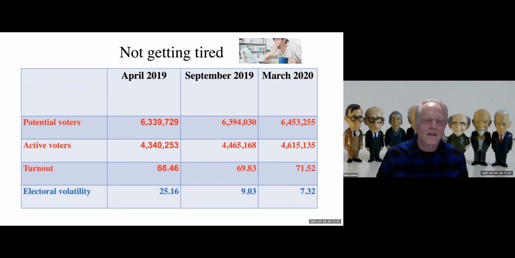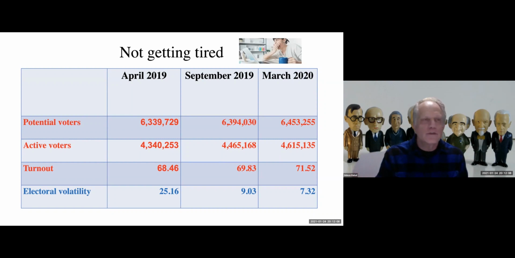And second, if you look at electoral volatility, you can see that Israeli voters are moving and moving and moving. First, in April 2019, these results tell us that at minimum, a quarter of the people changed the way they voted in comparison to previous elections. And then in September and in March, we see that 9% and 7%, and this is the minimum, changed their vote. These are very high numbers in comparison to other countries.